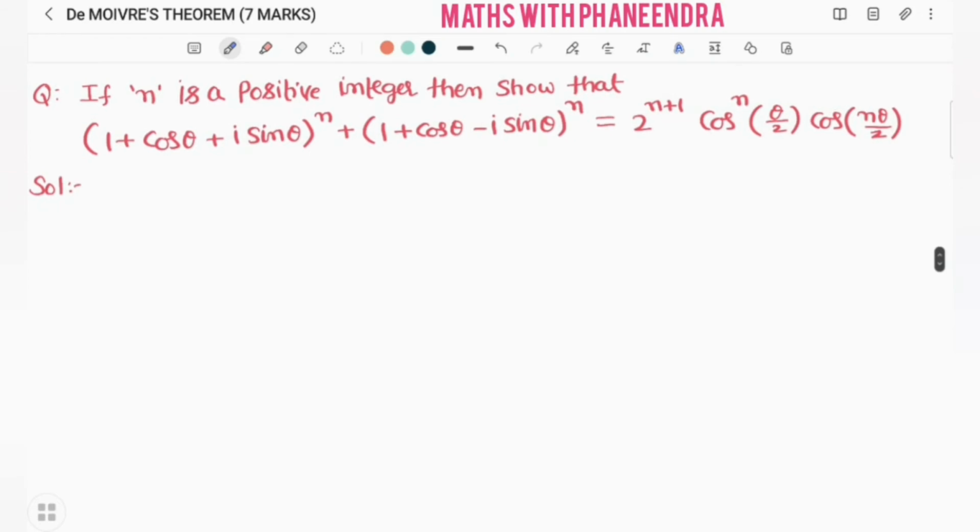If n is a positive integer, then show that (1 + cos theta + i sin theta) whole power n plus (1 + cos theta - i sin theta) whole power n equal to 2 power n plus 1 into cos power n theta by 2 into cos n theta by 2. So first we need to convert the complex number 1 plus cos theta plus i sin theta into modulus amplitude form.